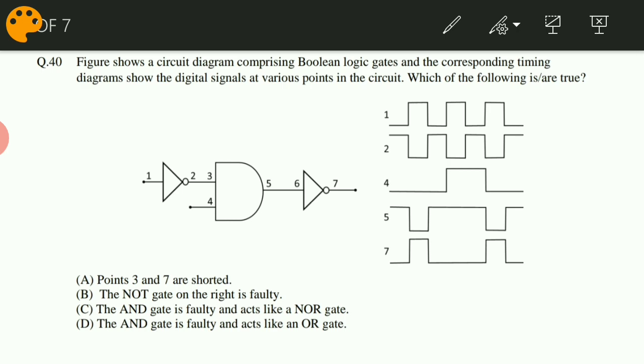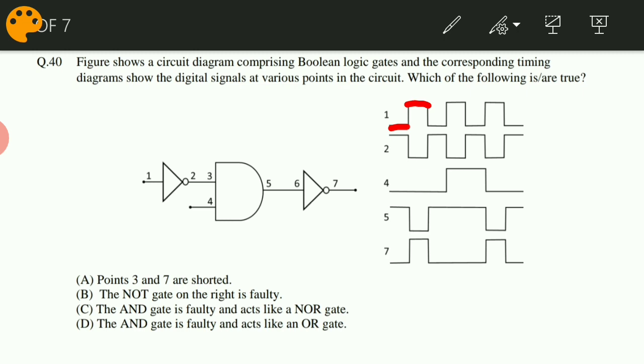I hope that all of you know how to analyze a timing signal. Each of the low points in the timing signal is taken as 0, and each of the high levels in the timing signal is taken as 1 when we analyze a timing signal. So with this knowledge, let us solve this problem.